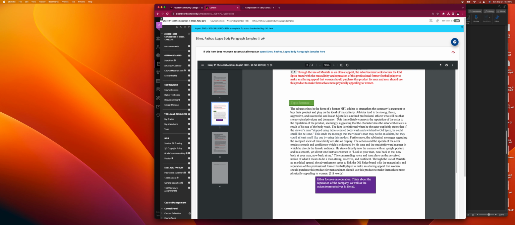So you're just thinking about how the photo is making each of these three appeals. How does it make an ethical appeal? How does it make an emotional appeal? And how does it make a logical appeal?